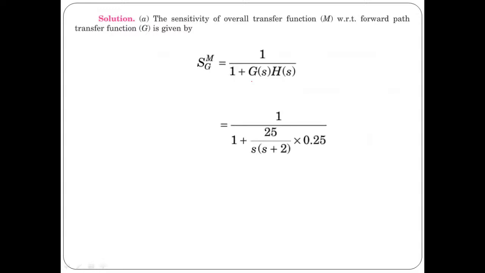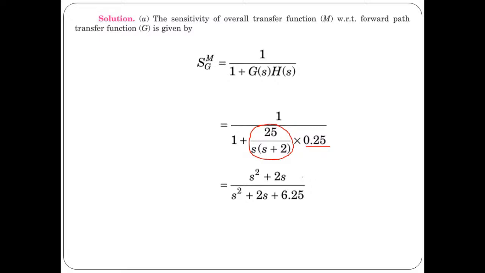If you apply that logic, we know that the sensitivity of the overall transfer function with respect to forward path gain is nothing but 1 upon 1 plus G(s)H(s). And what is G(s)? It is 25 divided by s(s+2). And what is H(s)? It is 0.25. So this will be the expression for the sensitivity of the closed loop system with respect to change in forward path gain. Now this is a general formula.